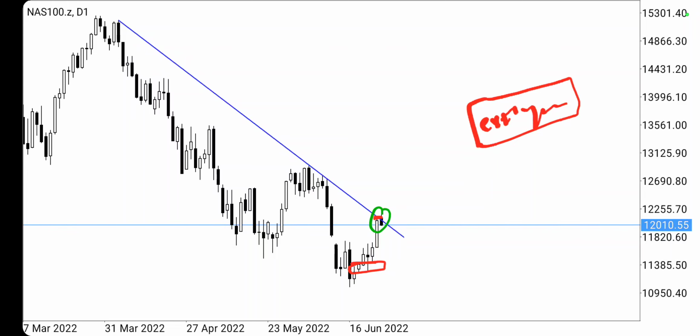Now this new candlestick here that you are seeing, the daily candlestick, is causing the structure to change a bit. There are a few things that I want to share with you.